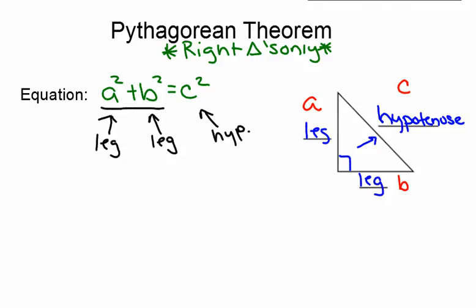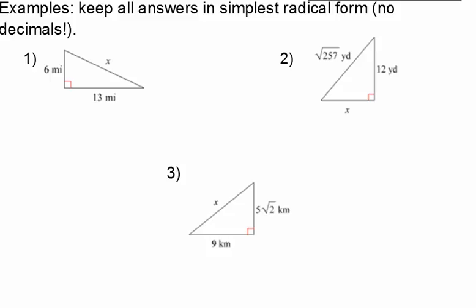Let's try a couple examples. So, examples here, we're going to keep all answers in simplest radical form. That means absolutely no decimals. If we can't have decimals, we can't have fractions. So when we're solving Pythagorean theorem, you're either looking for a missing side of the triangle, so one of your legs, or you're looking for the missing hypotenuse.